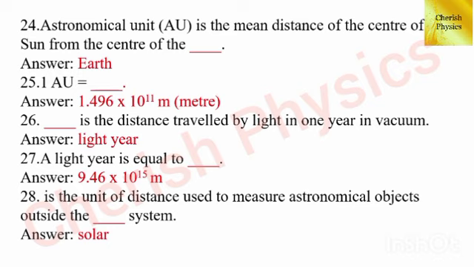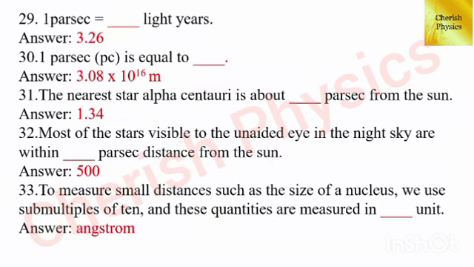Dash is the distance traveled by light in 1 year in vacuum. Light year. A light year is equal to dash 9.46 into 10 to the power 15 meter. Parsec is the unit of distance used to measure astronomical objects outside the dash system. Solar system. 1 parsec is equal to dash 3.26 light years. 1 parsec PC is equal to dash 3.08 into 10 to the power 16 meter.